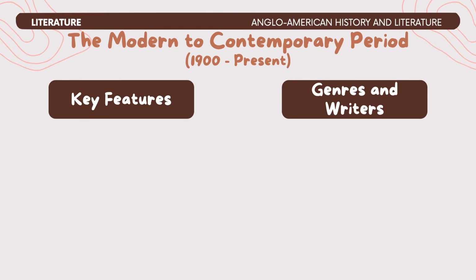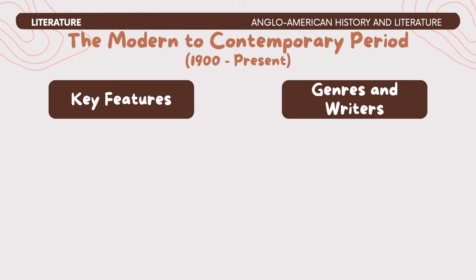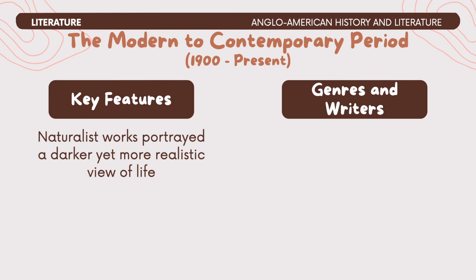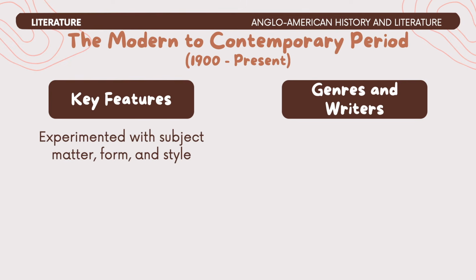In the modern to contemporary times, writers make commentaries on the social injustice and the selfishness of the upper-class society. This is depicted in the novels of Virginia Woolf and F. Scott Fitzgerald. Moreover, naturalist works portrayed a darker yet more realistic view of life, like in poems of William Butler Yeats and Robert Frost. Writers experimented with subject matter, form, and style.